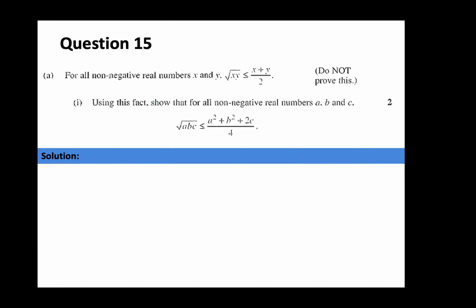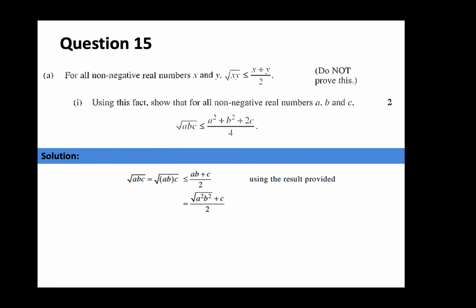Moving on to question 15. The first part of question 15 was a Cauchy inequality style question where the students were given a result and asked not to prove it. It says, using this fact, show that for all non-negative real numbers A, B, and C, the result is true.